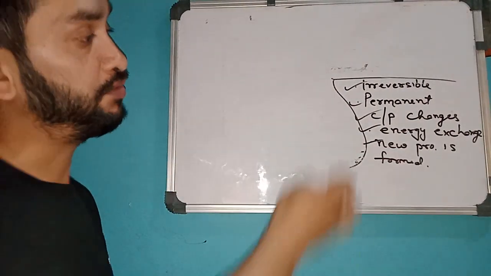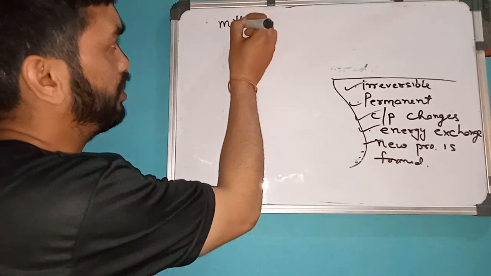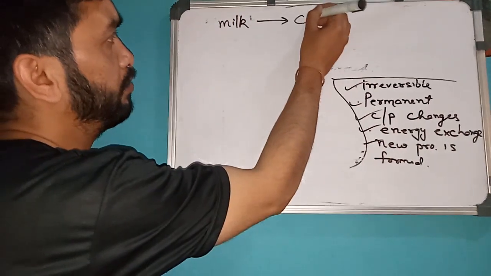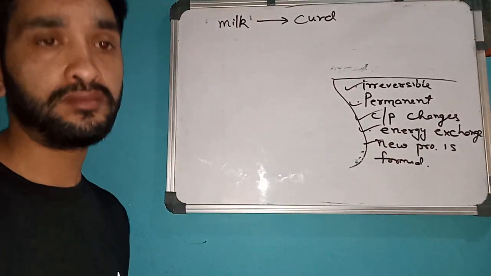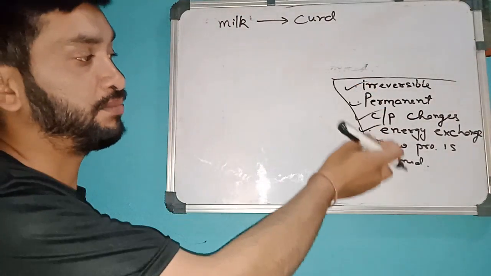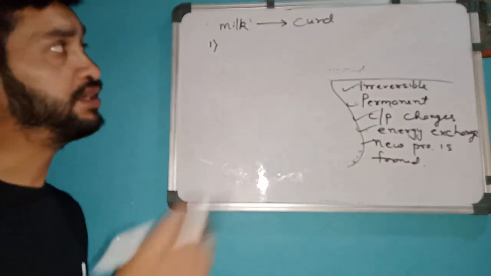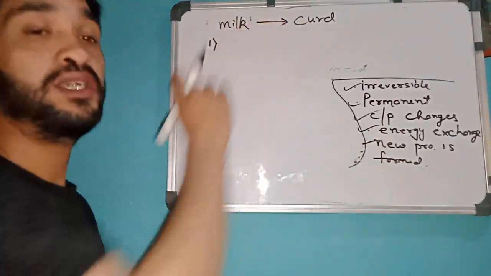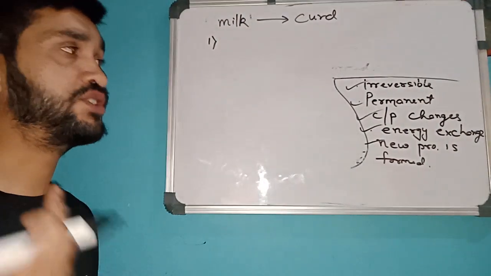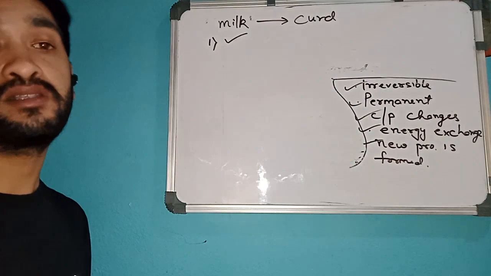Now let's see whether these points are matching or not. The same example which we already studied in our video number 1, milk to curd. Milk to curd is a chemical change. Now let us see whether these points are matching or not. Number 1, irreversibility. Is curd reversible to milk? Is curd reversible to milk? No. It means the first point is verified, that it is irreversible.